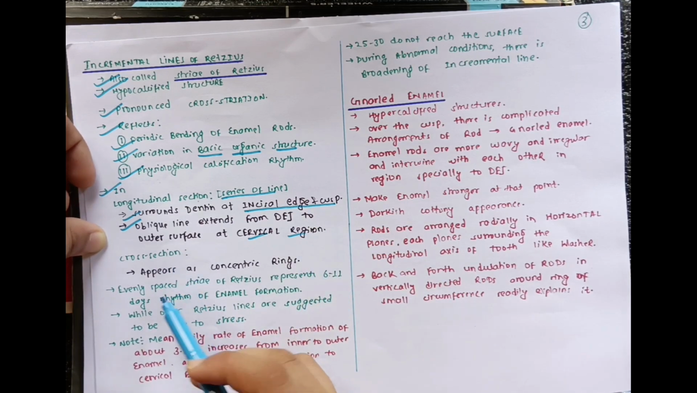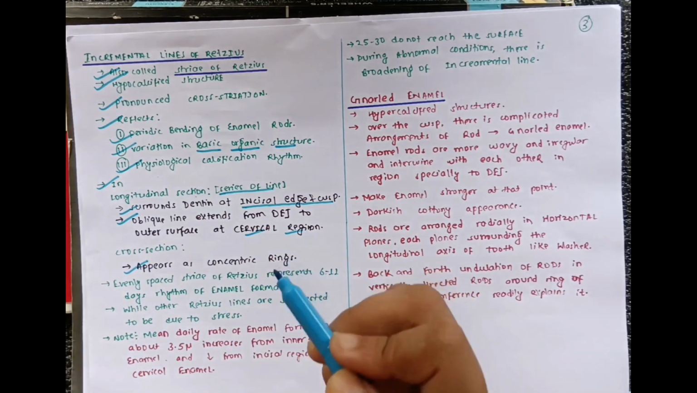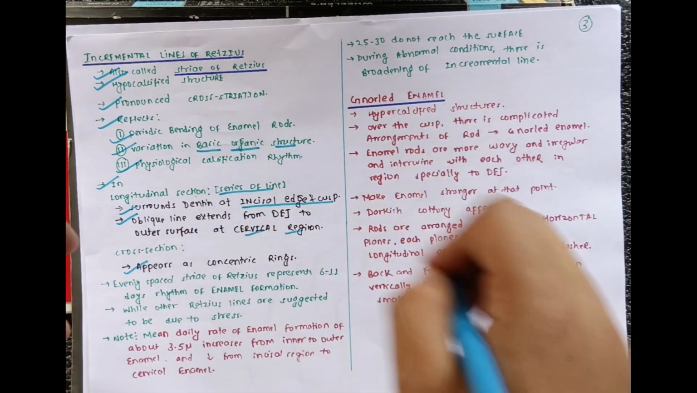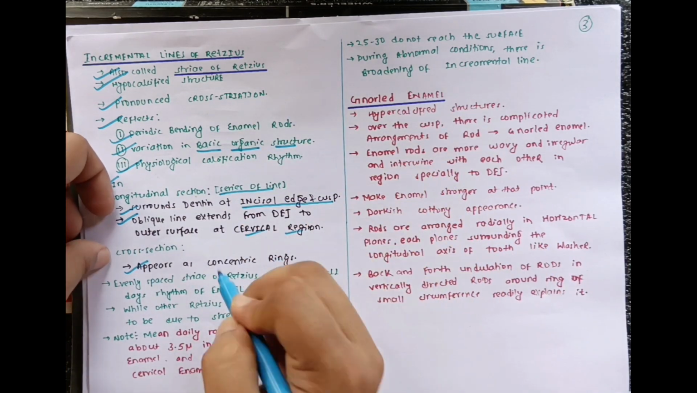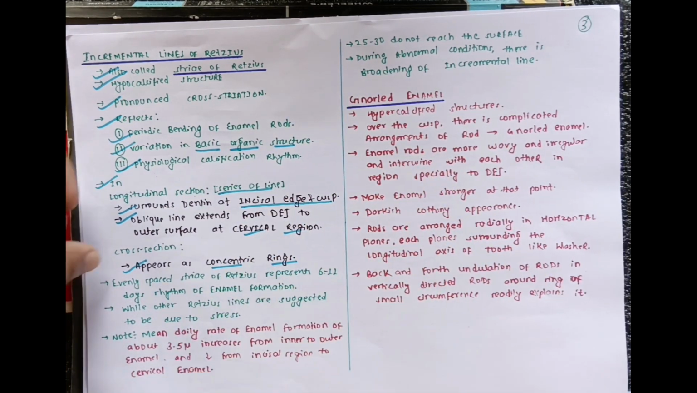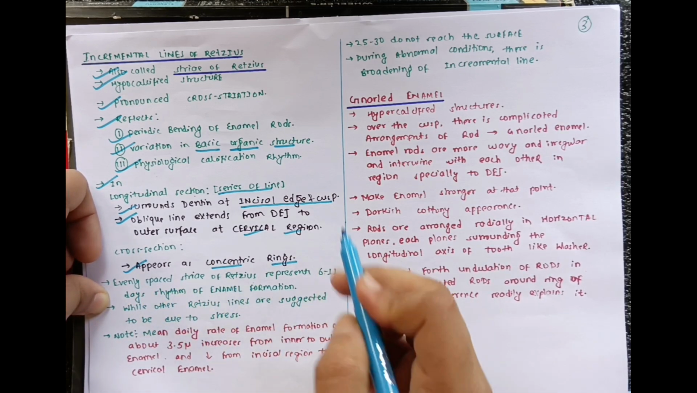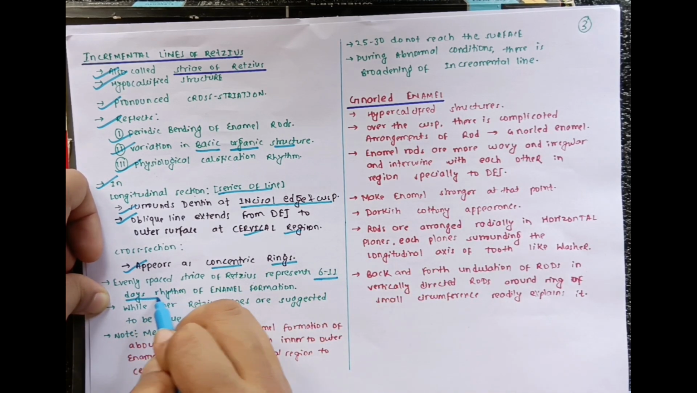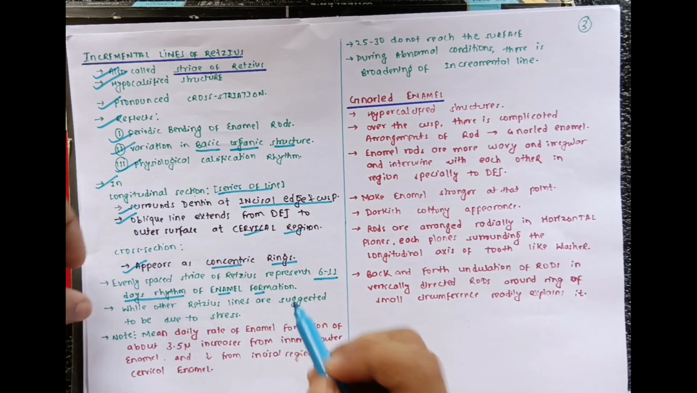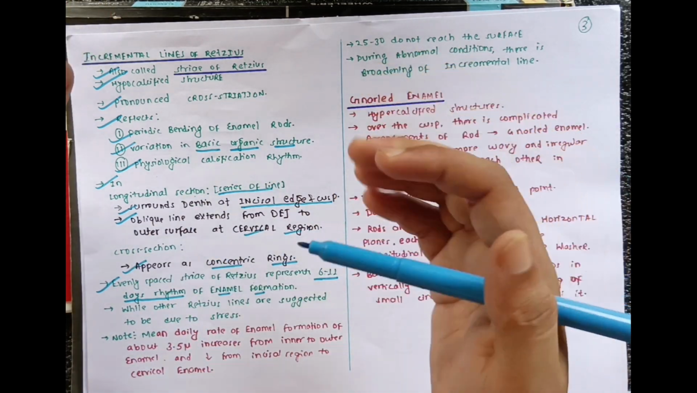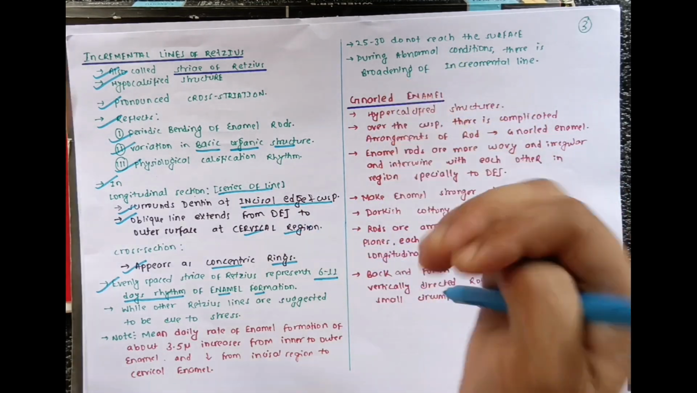Now in the cross section, as we can see here, it appears as concentric lines, concentric rings. After that, it is evenly spaced. Evenly spaced striae of Retzius represent the 6 to 11 days rhythm of the enamel formation. This is also to be remembered: it represents the 6 to 11 days rhythm of the enamel formation.